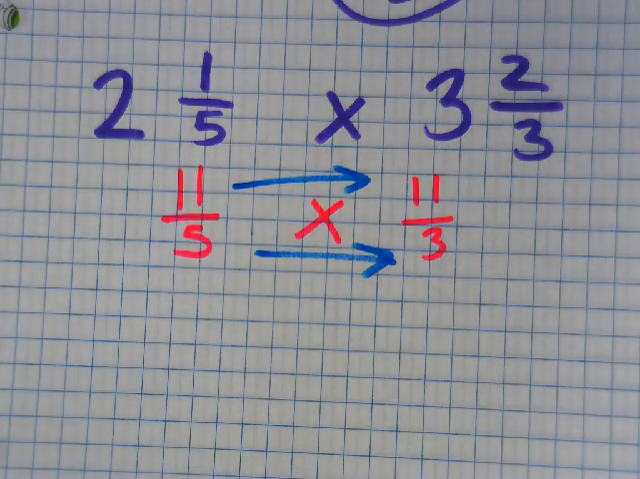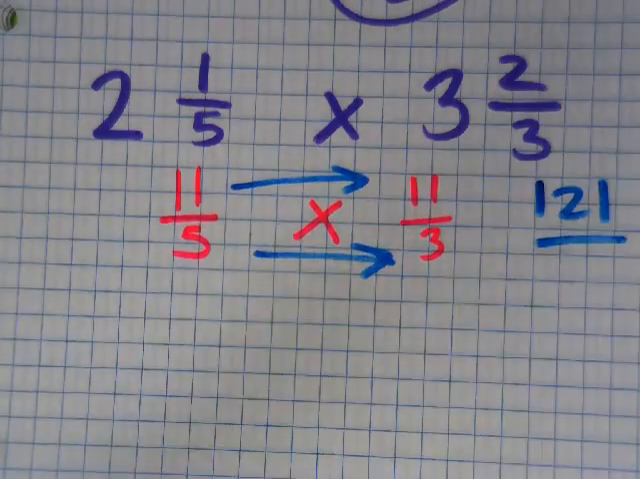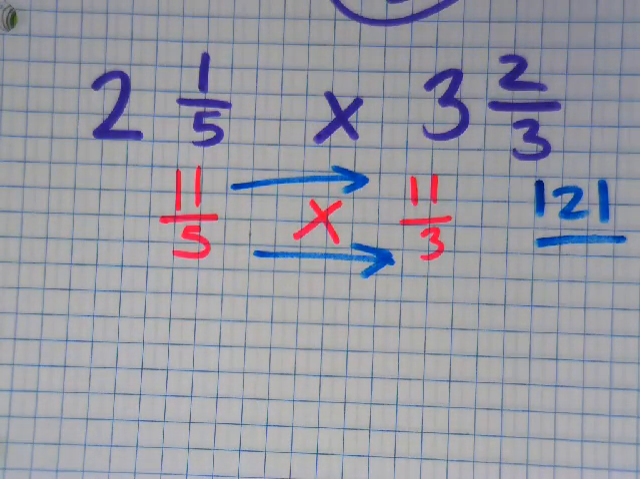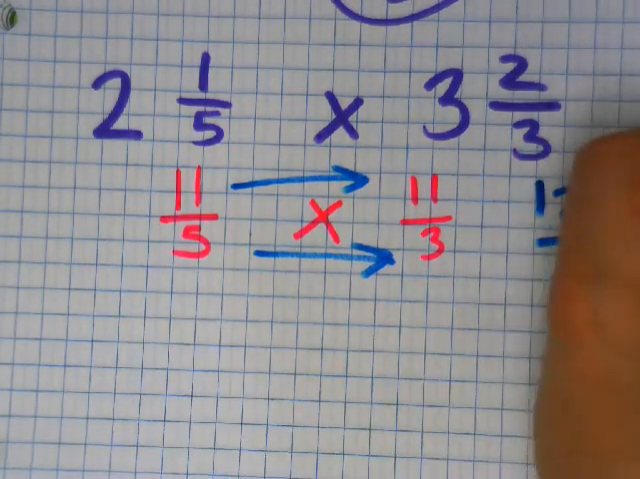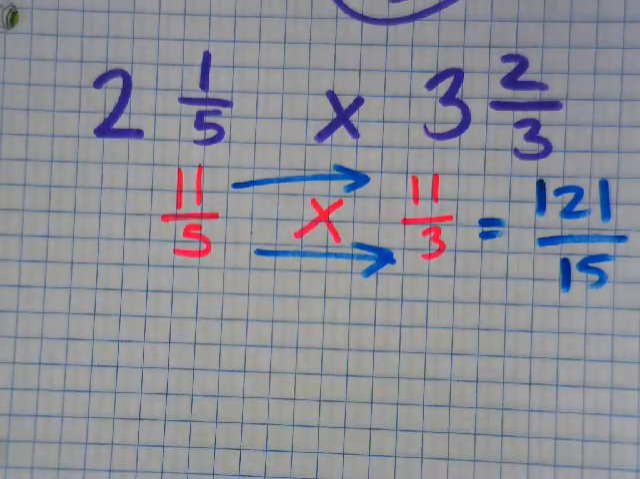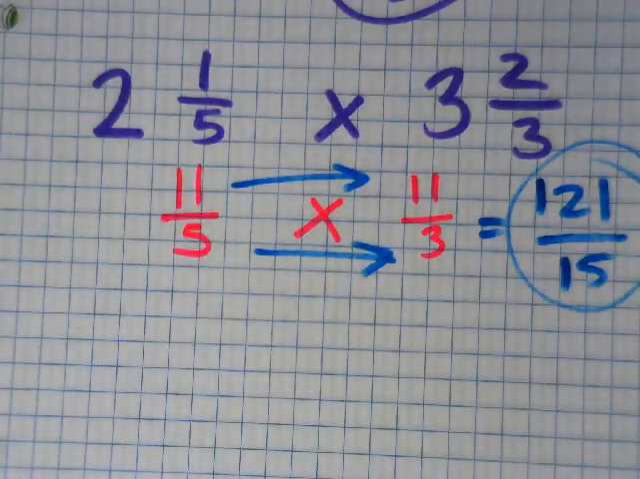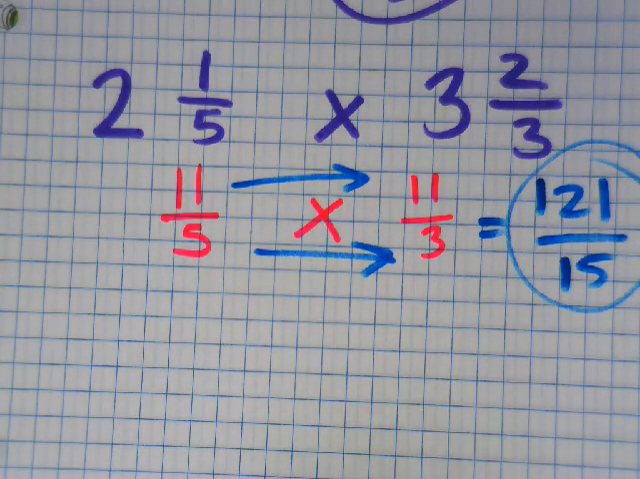What's 11 times 11? 121. Nice. 5 times 3? And in today's world, we're just going to leave it like that. Okay. Are we okay? Uno más. One more for the road.